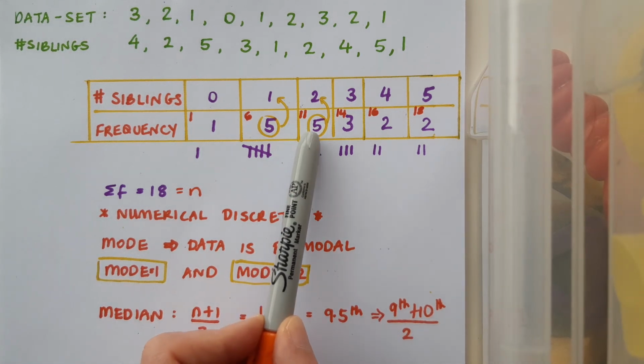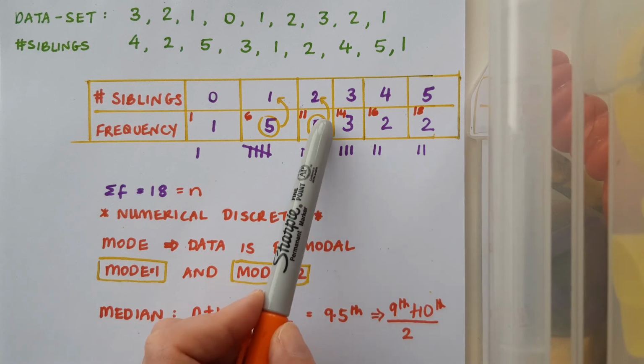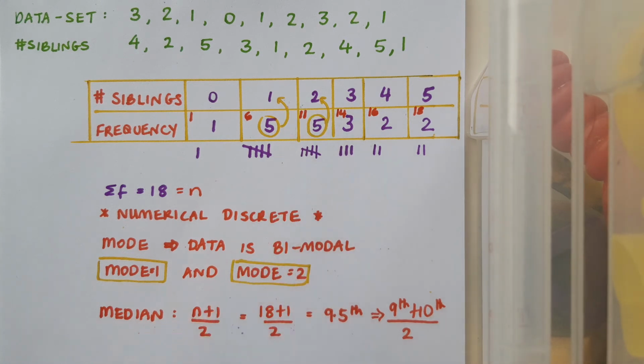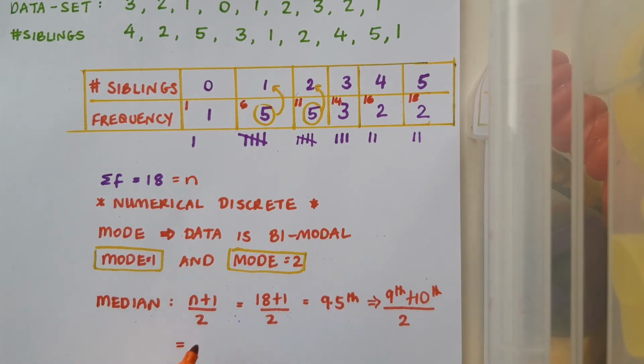Well, they're going to be in this column here. They're both going to be 2s. So in this case, my median is going to be 2, which is the 9th piece of data, and 2, which is the 10th piece of data, over 2. So the median is 2.